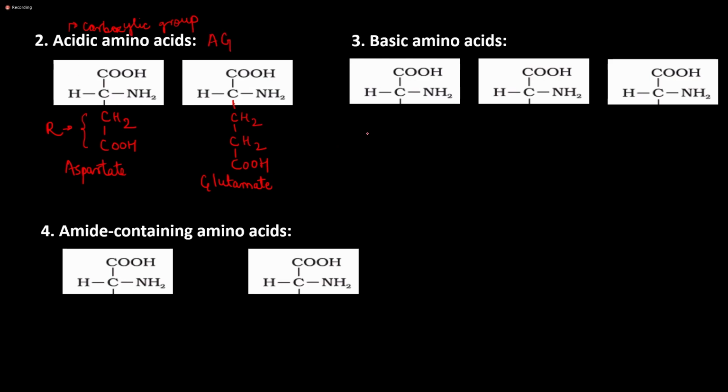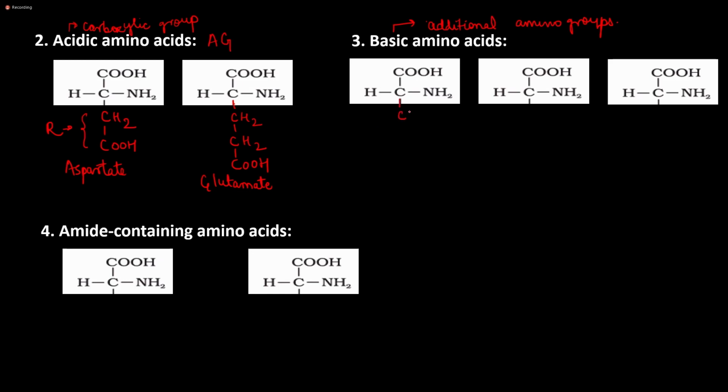Now the next is basic amino acids. There are three types of basic amino acids, and just like acidic amino acids have a carboxylic group, the basic amino acids have amino groups. So they have additional amino groups. Now these amino groups can be either 1, 2 or 3, which we will see in the structure. So the first type of basic amino acid is histidine.